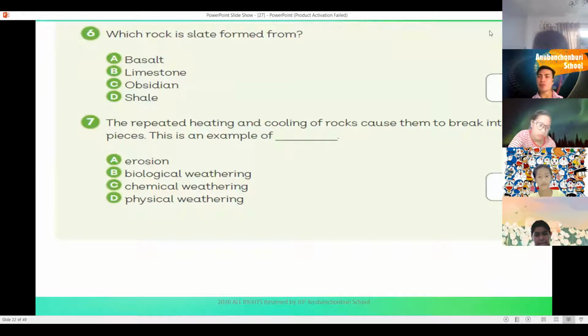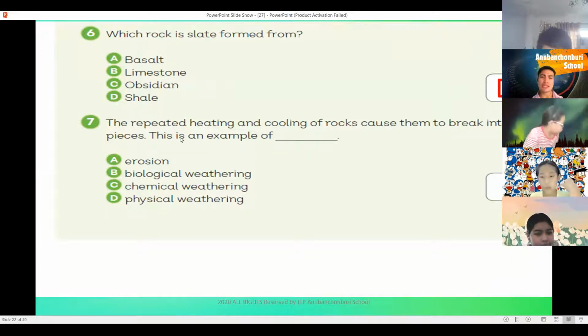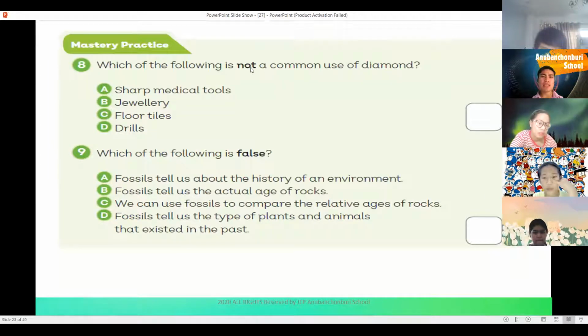Which rock is slate formed from? Shale, very good. The repeated heating and cooling of rock caused them to break into pieces. This is an example of erosion, biological weathering, chemical weathering, or physical weathering. What's your answer? Physical weathering, correct? Which of the following is not a common use of a diamond? Floor tiles. Very good, floor tiles.